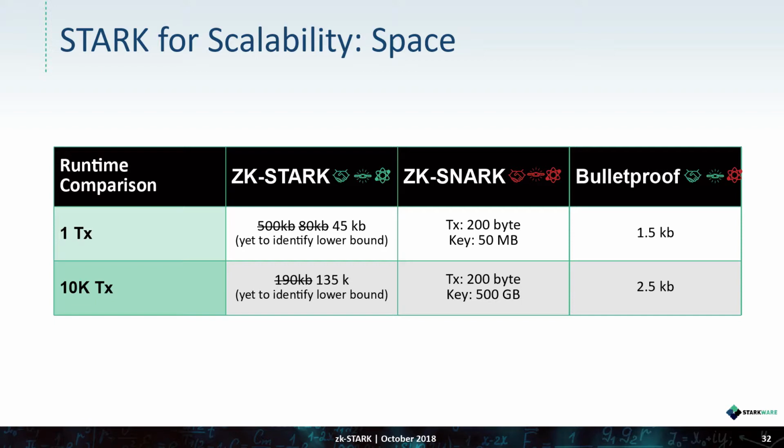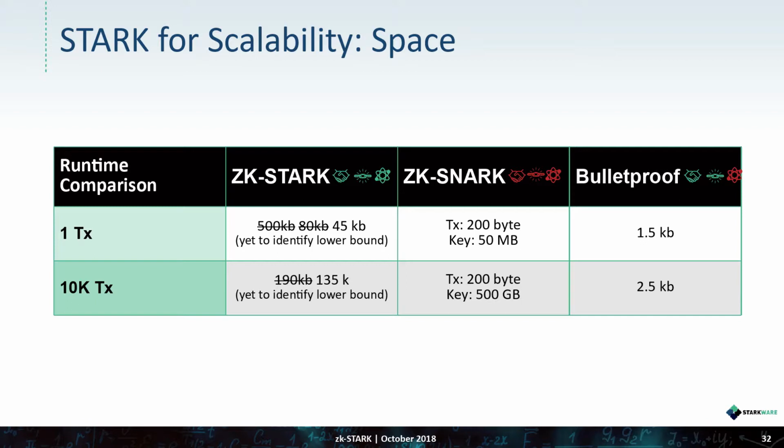It's more interesting to look and see what happens when you go to 10,000 transactions. Then, even though you multiplied this by a factor of 10K, proof size only went up by 3K in our setting. And verification time also went up pretty much by 3K. Now, in a ZK Snark, you stay with pretty much the same size proof, 200 bytes, but the trusted setup key went up by a linear factor, as it should. So it went up from 50 megabytes to 10K times 50 megabytes, which is 500 gigabytes.